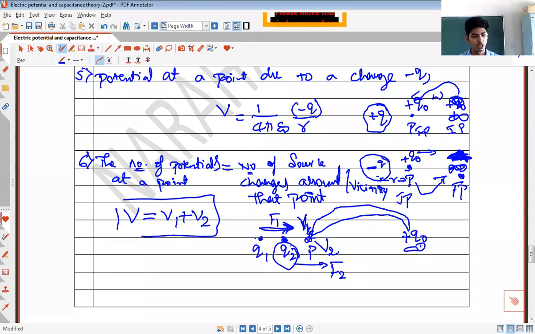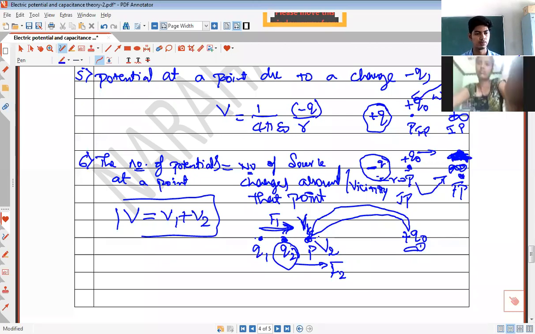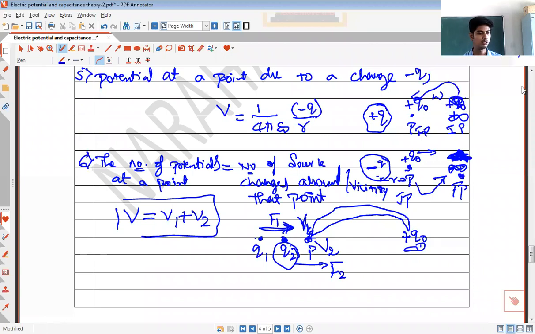And the total potential at a point will be the algebraic sum of potentials due to individual charges. So I hope the idea of potentials is clear. Is it clear how to calculate potentials due to multiple charges? Potential at a point due to multiple charges will be equal to the algebraic sum of potentials due to individual charges. Can even write it.